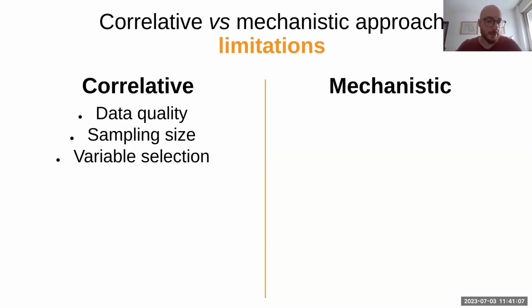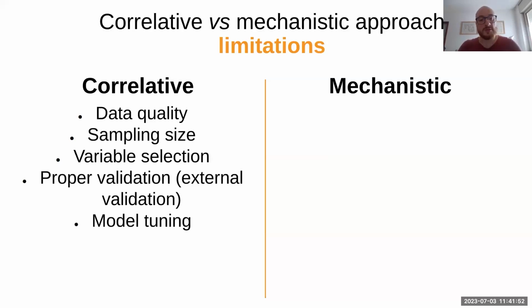And both approaches have pros and some limitations, of course. We try to focus now on limitations. For the correlative approach, we have data quality. We have sampling size, for example, so the amount of data we use to inform the model. The selection of variables. Nowadays, we have a lot of potential environmental variables to use to inform our models, and it's important to do ecological informed selection of these variables. So not just to select them randomly, or just to select them and then let the algorithm pick up those that are most important.